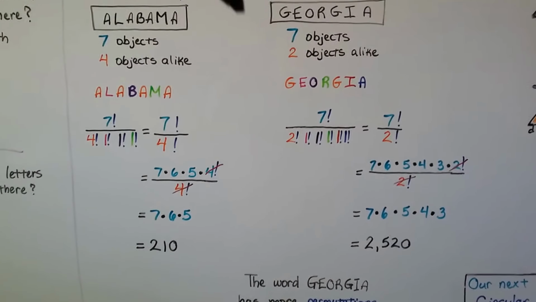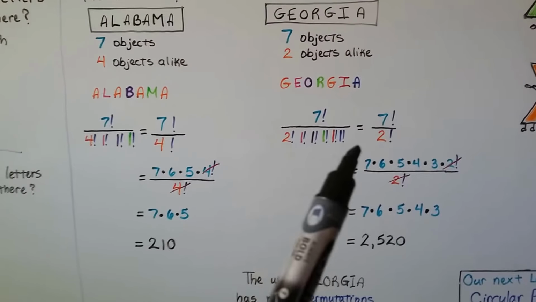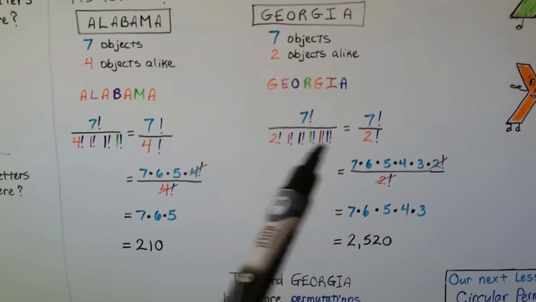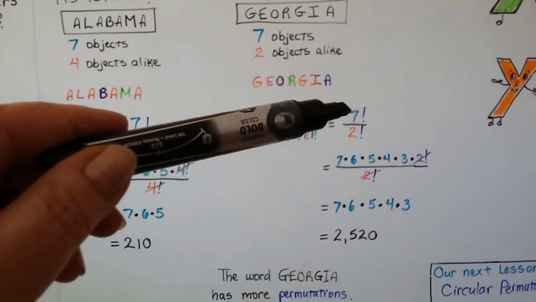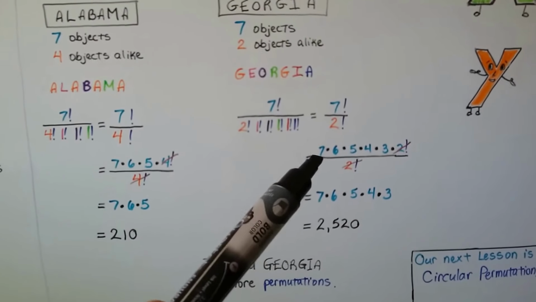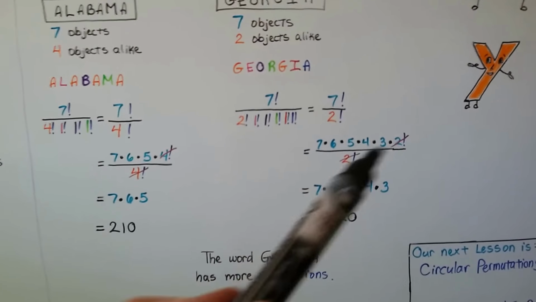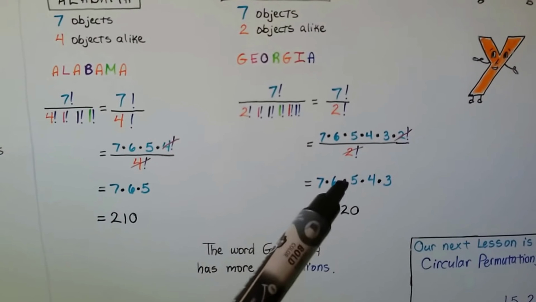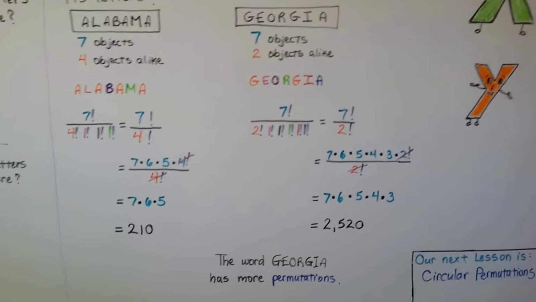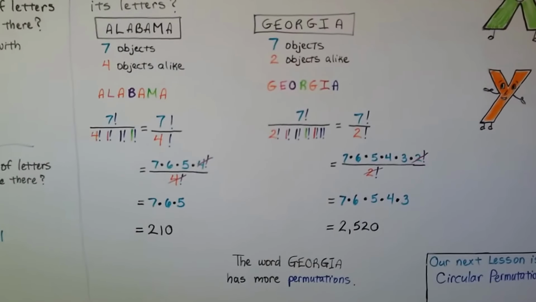Now for Georgia, we only have 2 objects that are alike, the 2 G's. All the rest of them are different. So we have 7 factorial over 2 factorial times 1 times 1 times 1 times 1. See? Because they're all different. When we expand the 7 factorial and write it with a factor of 2 factorial, we get 7 times 6 times 5 times 4 times 3 times 2 factorial. We can cancel out these common factorials. We get 7 times 6 times 5 times 4 times 3, which means we get 2,520. So the word Georgia has more permutations. Okay?